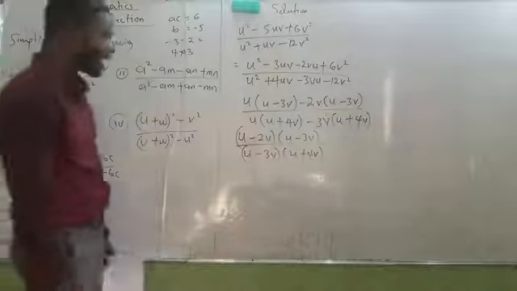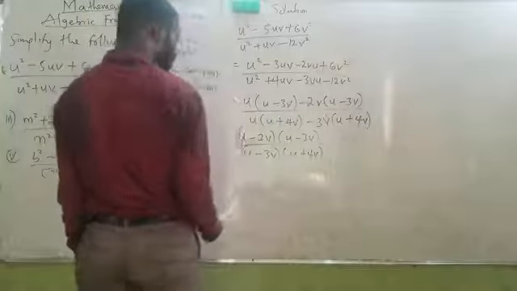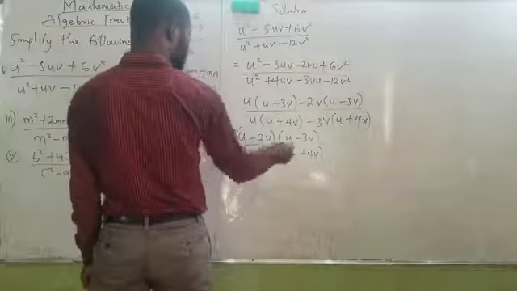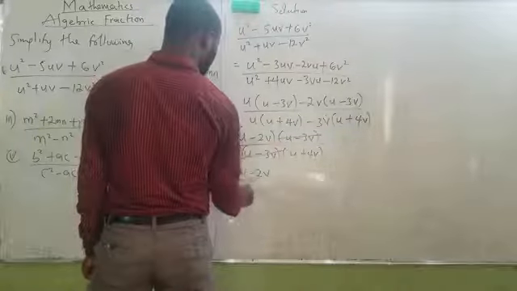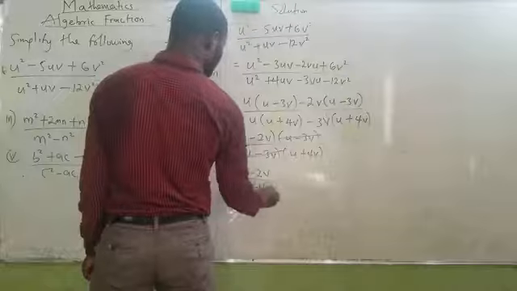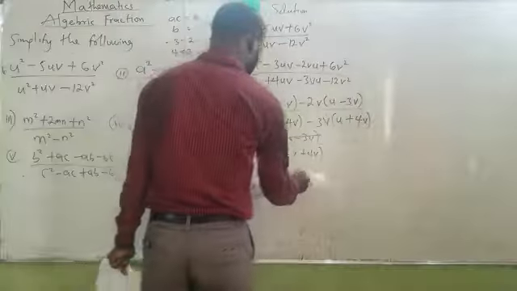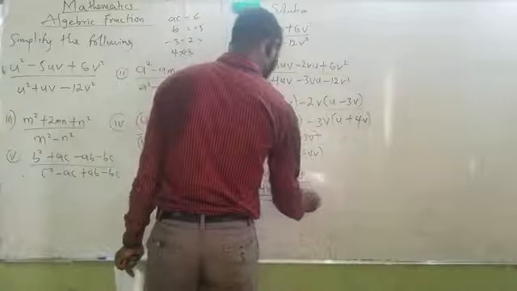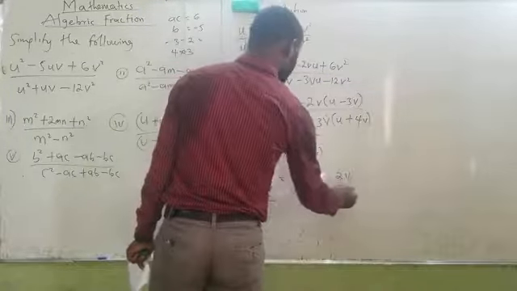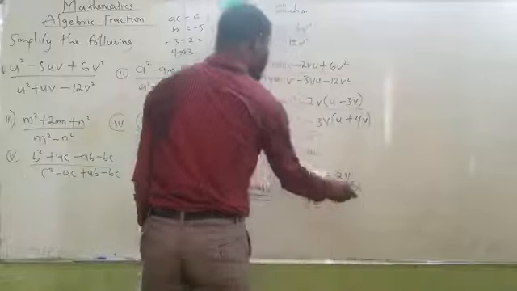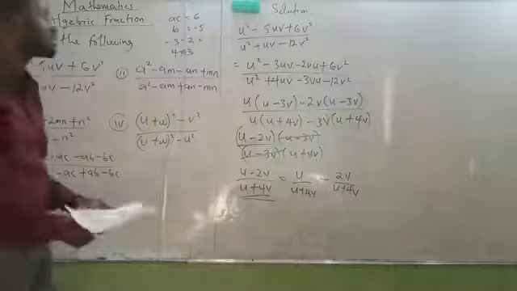Now, since I have this, is there anything I can cut off? Yes, this can cut off this. Now, I will be having u minus 2v divided by u plus 4v. That is my final answer. I can simplify further by saying u over u plus 4v minus 2v over u plus 4v. Please, you can't cut anything here. There's no way you can cut. That is just that.